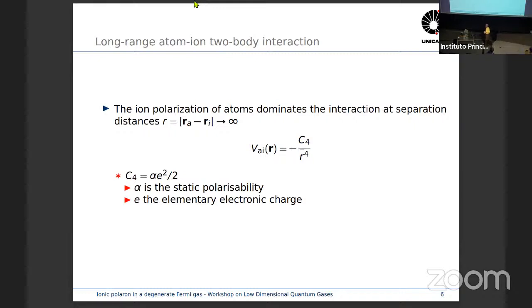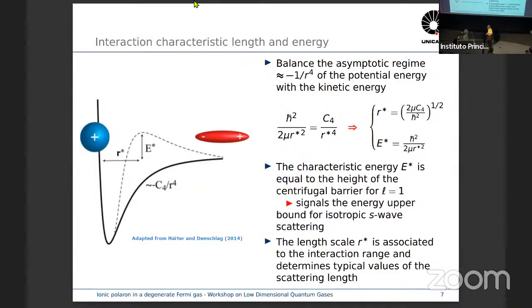C4 is a constant depending on the polarizability of the atoms, and E is an elementary electronic charge. This potential is true when we go into the limit of large distance separations. It's useful to have interaction characteristic length scale and energy scale.